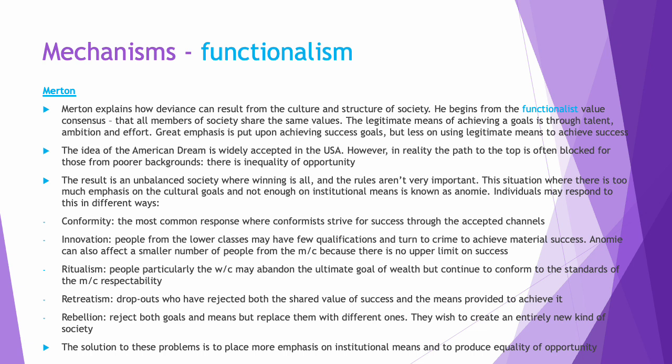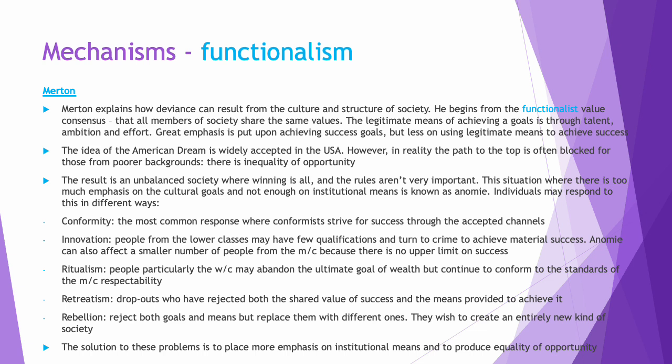He begins from the functionalist value consensus that all members of society share the same values. The legitimate means of achieving a goal is through talent, ambition, and effort. Great emphasis is put upon achieving success goals, but less on using legitimate means to achieve success. The idea of the American dream is widely accepted in the USA. However, in reality, the path to the top is often blocked for those from poorer backgrounds.